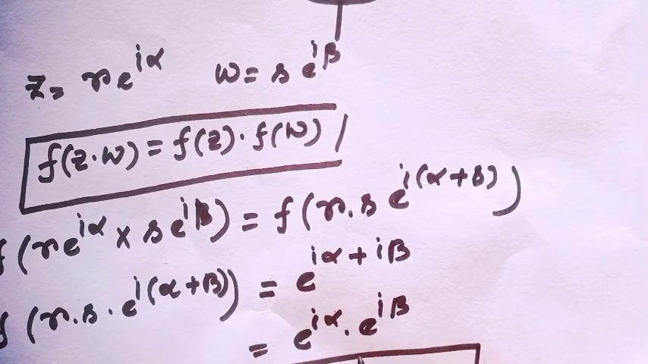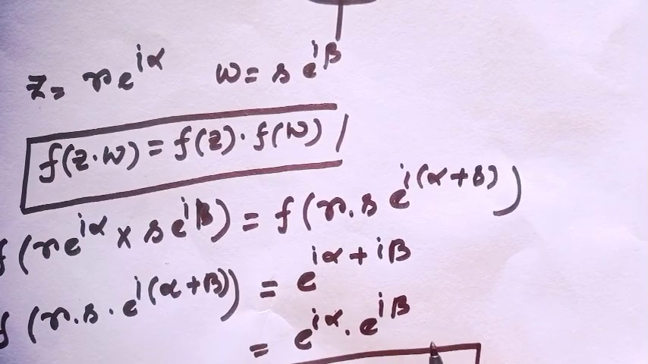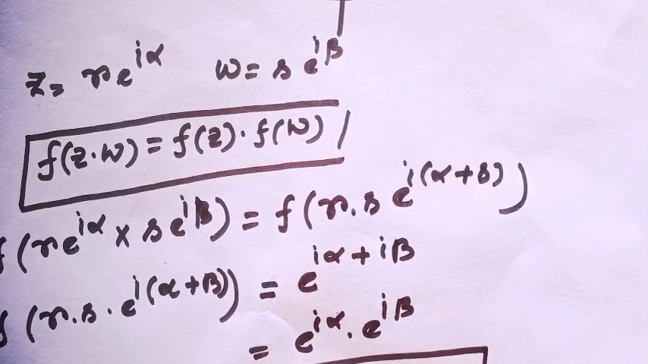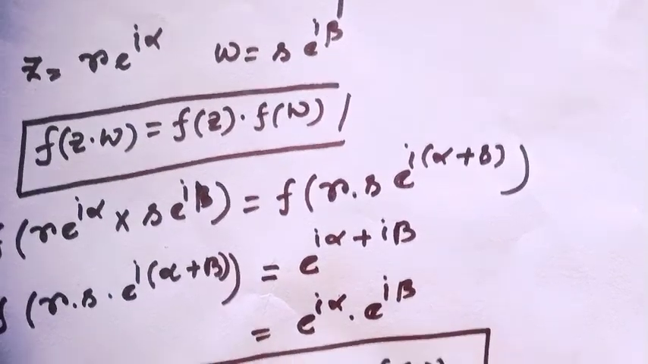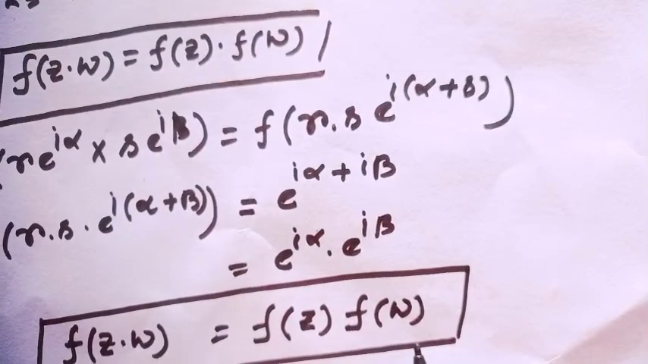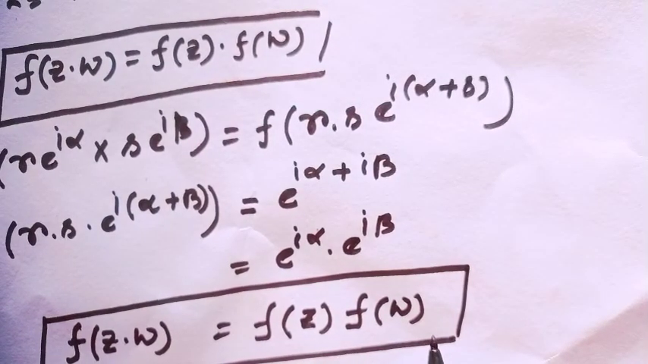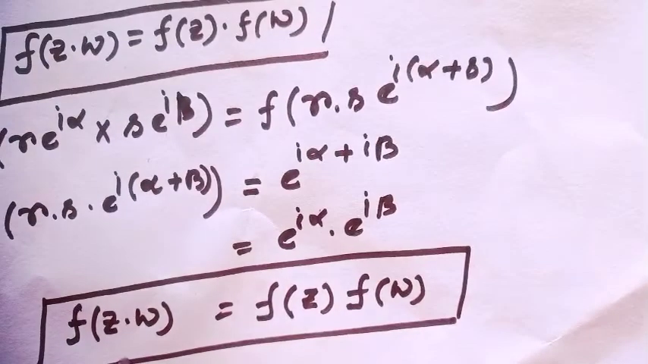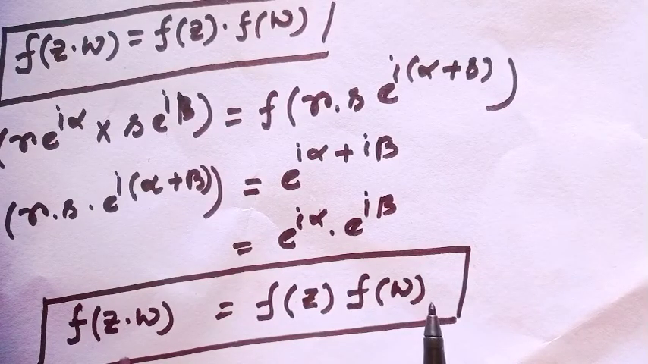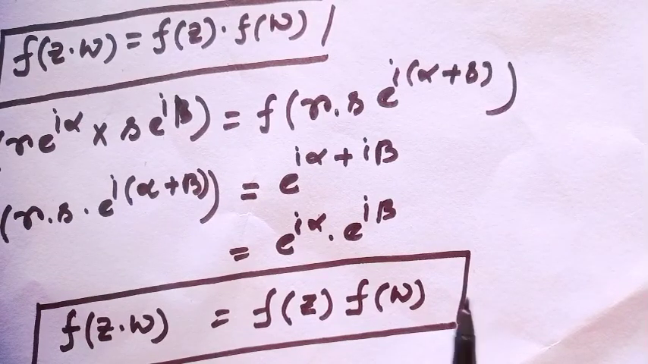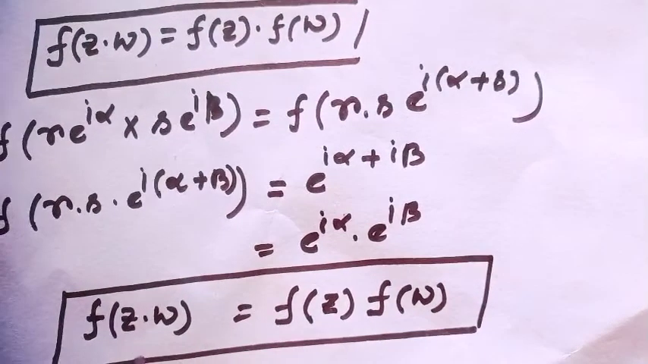e to the power i alpha times e to the power i beta by the definition of exponential, which is equal to f of z times f of w. That means f of zw equals f of z times f of w. So our proof is done. This function is a homomorphism.